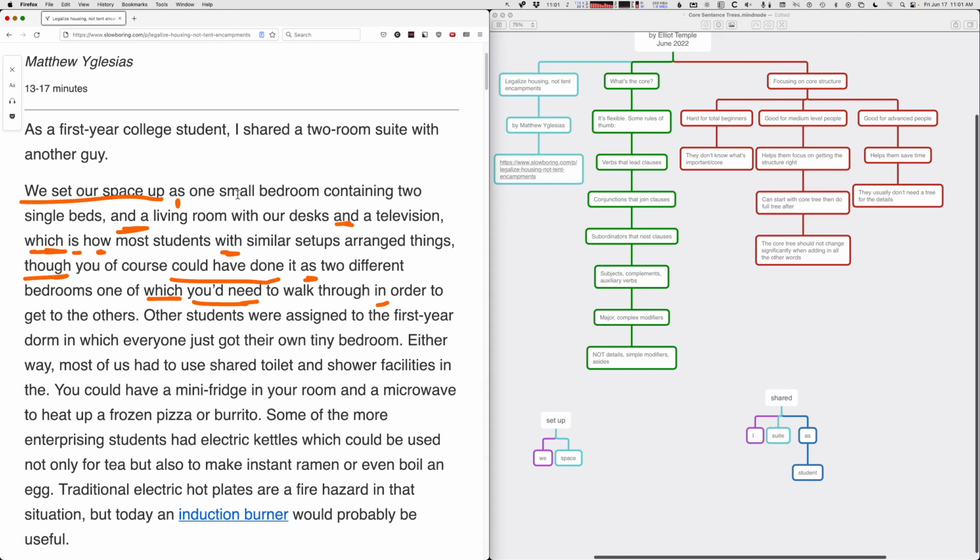Okay, so the "as one small bedroom" is a detail. And then the "containing two single beds" is another detail. Okay, we set it up as X and Y. We also set it up as a living room. So this seems to be continuing a list. So it's just a phrase conjunction with our desks and a television. So this "and" is joining desks with television. So again, a phrase conjunction nested within this with a preposition.